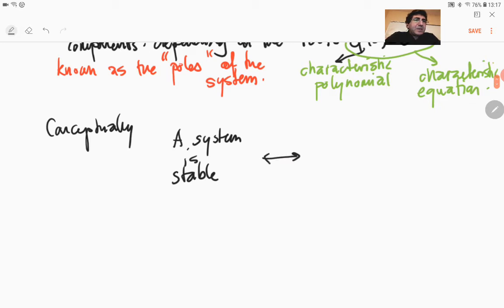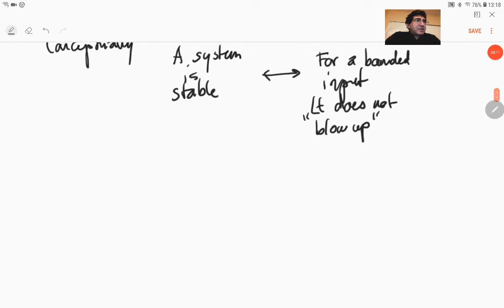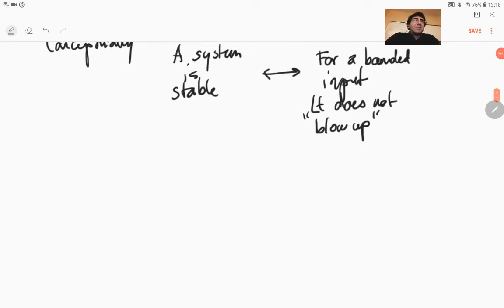that for a bounded input, it does not blow up. Okay, very informal kind of putting it. Okay, blow up. So I'm going to put it within quotes. So stability is if we supply the system with a bounded input, for example, a unit step, which is a bounded input, but unit ramp is not a bounded input. Okay.